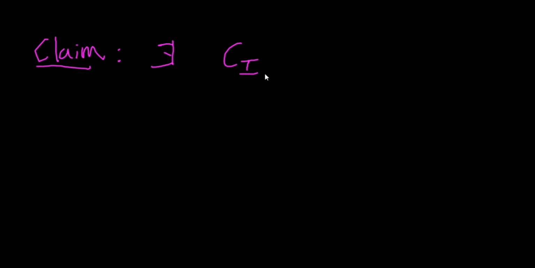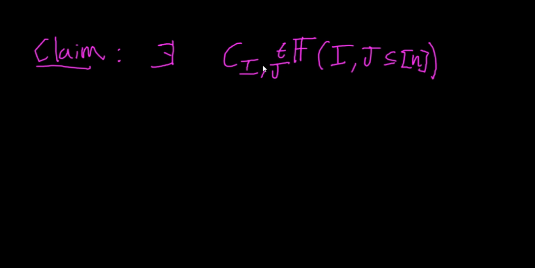So the first claim in the proof of the lemma goes as follows. They claim that there exist these coefficients, which they notate as Cij. These coefficients depend on these indexing sets I and j, which are subsets of the natural numbers up to n, and they're in the field F, since the polynomial p is a polynomial over the field F. So they claim that there exist these coefficients such that the following equality holds.